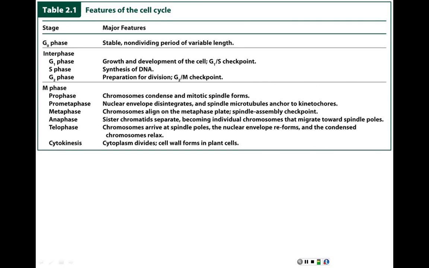The mnemonic to remember the order starts with interphase and brings you through the rest of the phases. Interphase, prophase, prometaphase, metaphase, anaphase, telophase. And the mnemonic is, I proudly prefer milk and tea. If you can remember that phrase, I proudly prefer milk and tea, then you should be able to remember the order of interphase, prophase, prometaphase, metaphase, anaphase, telophase.